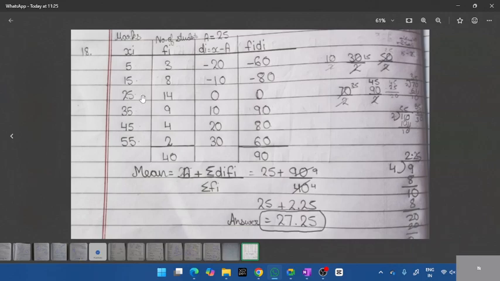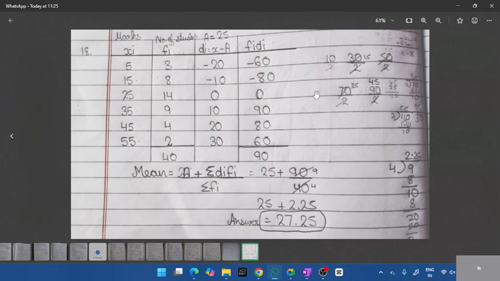25, 5 minus 25. Okay. Minus 20, minus 10, 0, 10, 20, 30. When you multiply, minus 60, minus 80, 14, 0, 90, 80. Correct. 8 plus 3, 11, 25, 26, 27, 30, 40. So 60, 80 and 60 and 60.